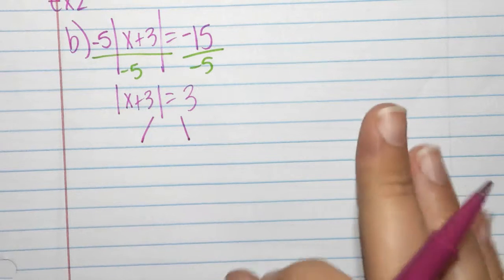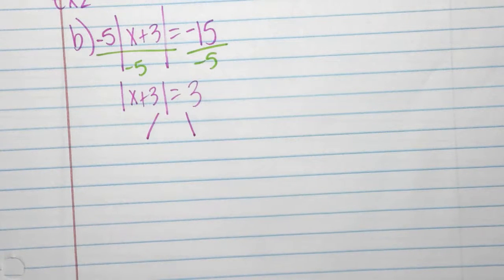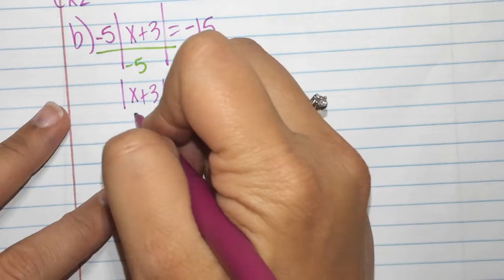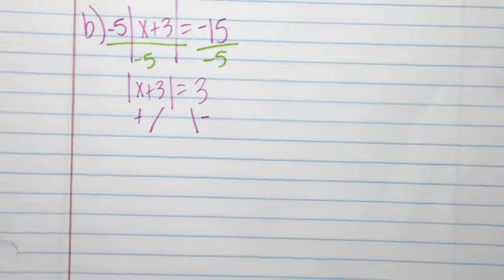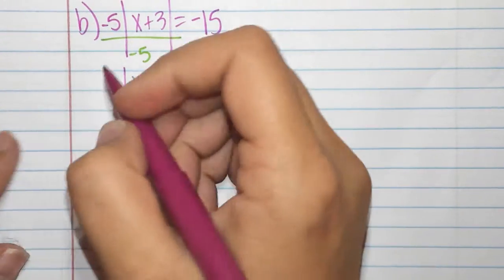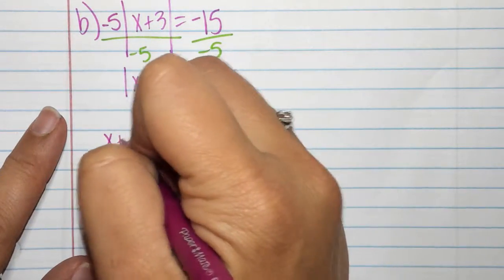Please. 0 is a number. It does not mean no solution. Okay? 0 is a number. It does not mean no solution. Maybe. Yes.